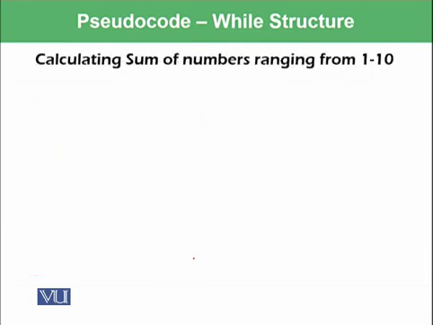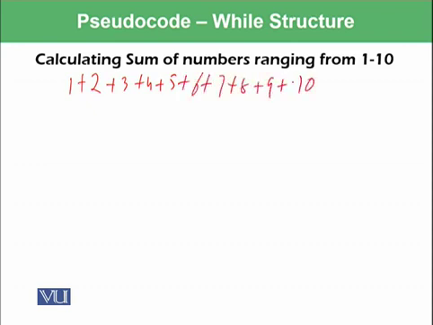We have another example of calculating the sum of numbers ranging from 1 to 100. Let's say we want to represent this as pseudocode. What we want, in fact, is 1 plus 2 plus 3 plus 4 plus 5 plus 6 plus 7 plus 8 plus 9 plus 10. This is what we want to represent as pseudocode. So how can we proceed?